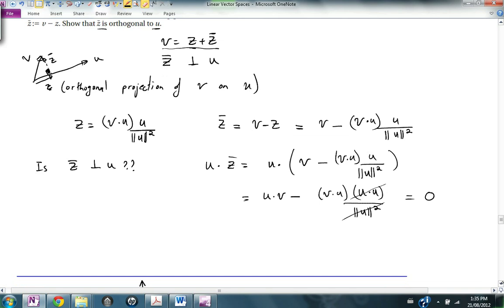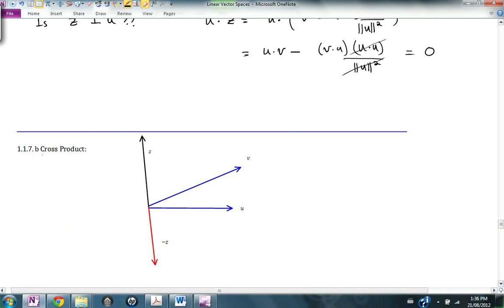The next operation that's defined only in R3 is the cross product. It's a very special operation defined only in R3, and the purpose of this operation is to give me a vector that is perpendicular to both of the original two vectors. So I'm given two vectors, and I would like to find a vector perpendicular to both. This is the cross product, an operation described on R3 cross R3. Any two vectors here, I can take the cross product, and the result is a vector.